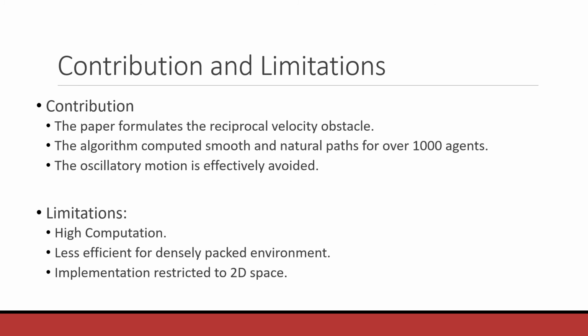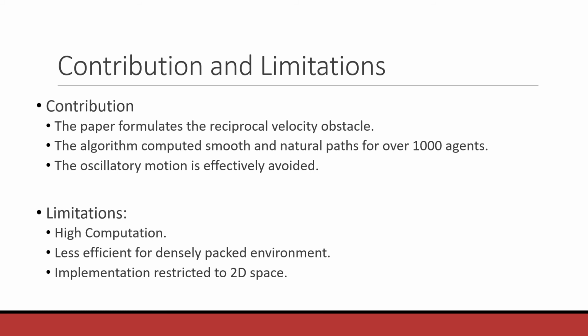The reciprocal velocity obstacle paper contributes immensely in formulating the reciprocal velocity obstacle, and the algorithm computes smooth and natural paths for over 1,000 agents, and the oscillatory motion is effectively avoided. However, the limitations are high computation for a higher number of agents. It doesn't perform fairly well for a complex and densely packed environment that we just saw in the previous experiment. And the paper also does not consider the implementation for a 3D space.